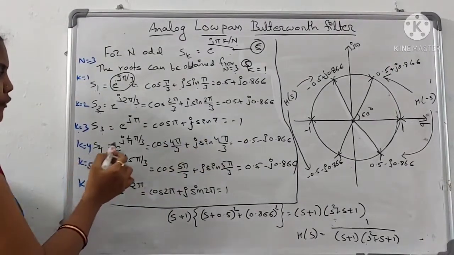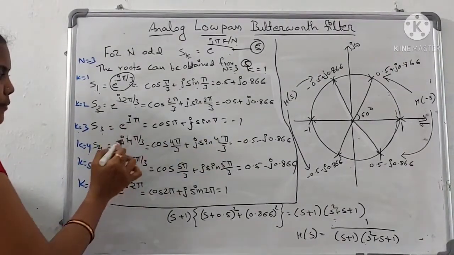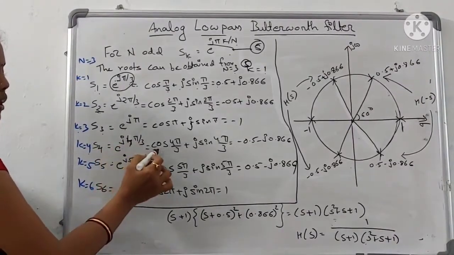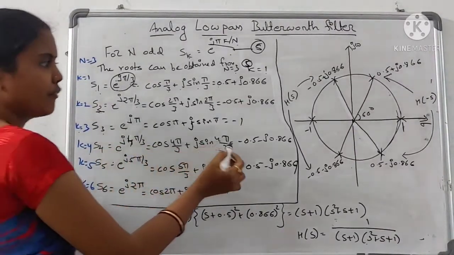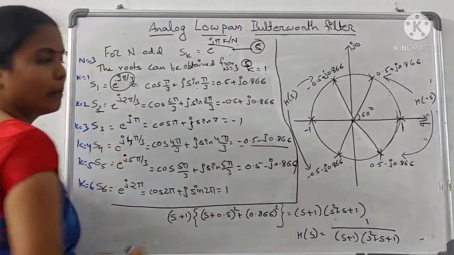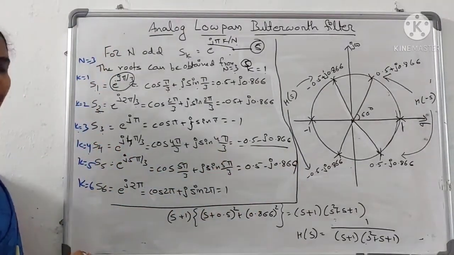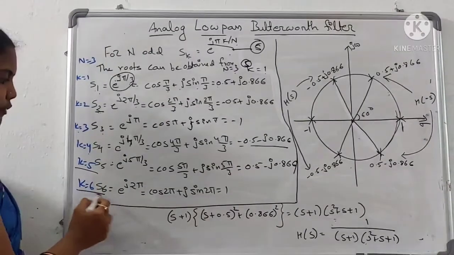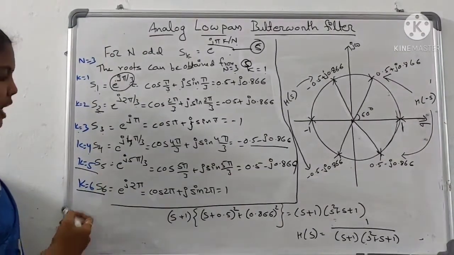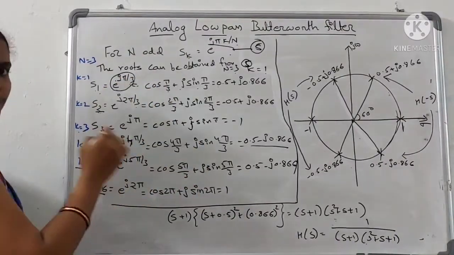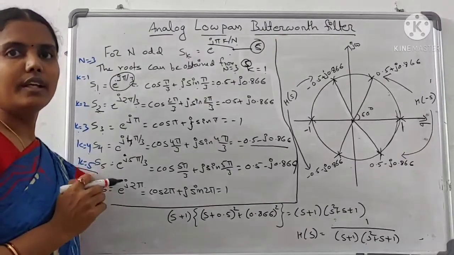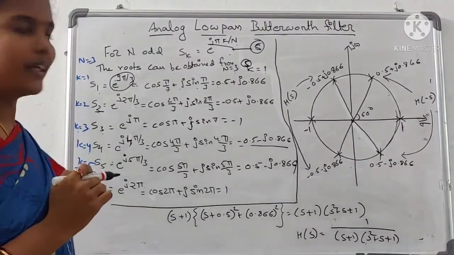Now k is equal to 4. Here the value is e power j 4 pi by 3. Cos 4 pi by 3 plus j sin 4 pi by 3. Here the values are minus 0.5 minus j 0.866. Now k is equal to 5, and in the same way for k is equal to 6. After finding all the values, here the poles are located in the S-plane.